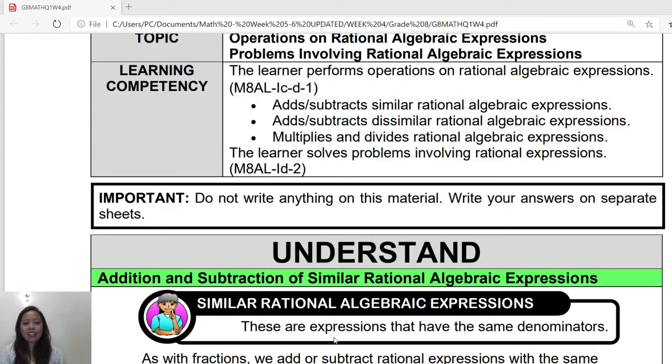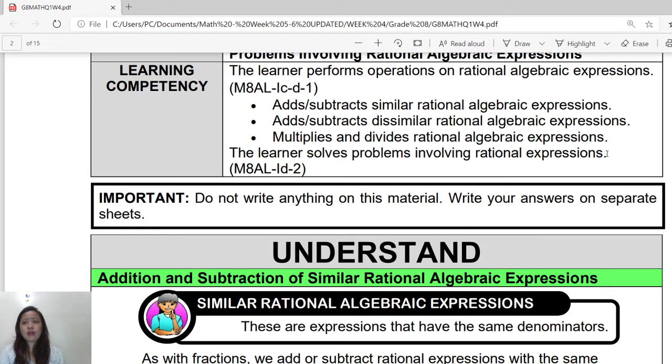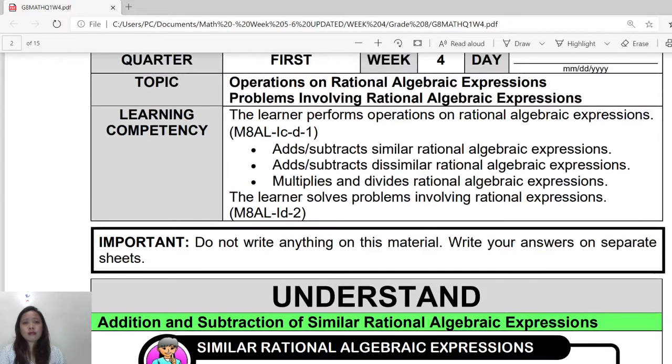Okay, good day everyone. We're going to discuss operations on rational algebraic expressions and problems involving rational algebraic expressions. So what are the competencies here?